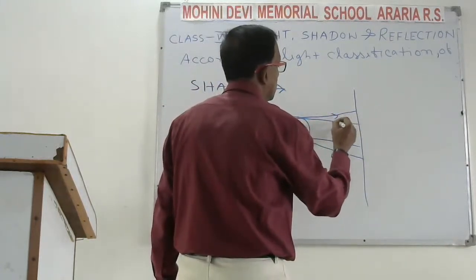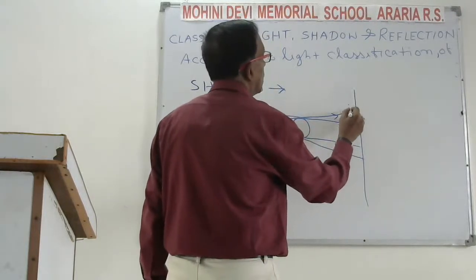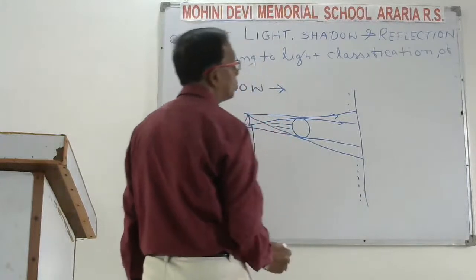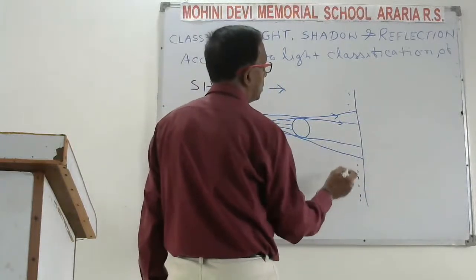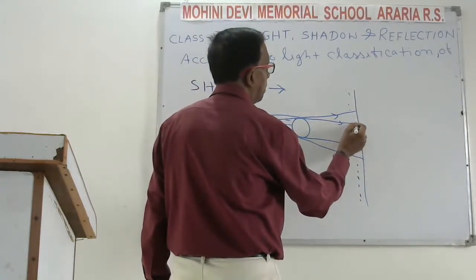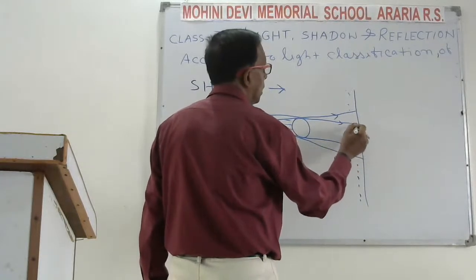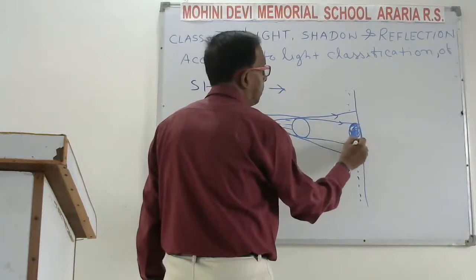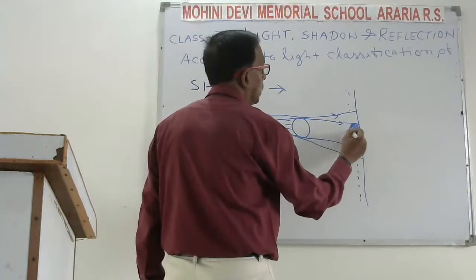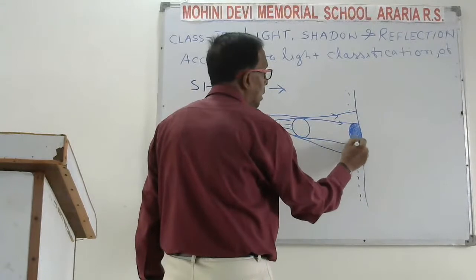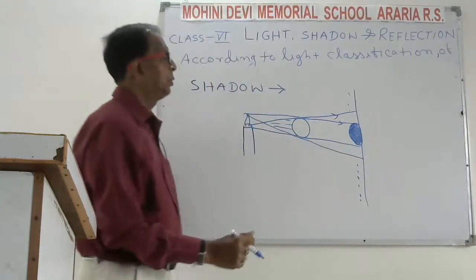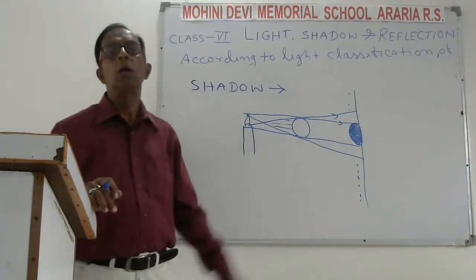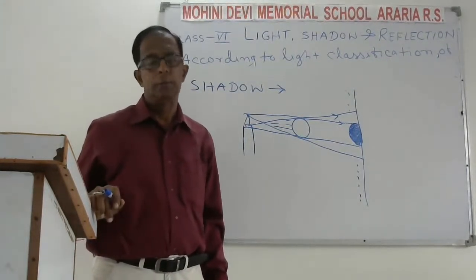This part is brighter, light is reaching here. Here this part is also brighter, the light is reaching there, but a black patch is formed here on the screen. A black patch is formed on the screen. This black patch of this spherical object is called shadow, my children.